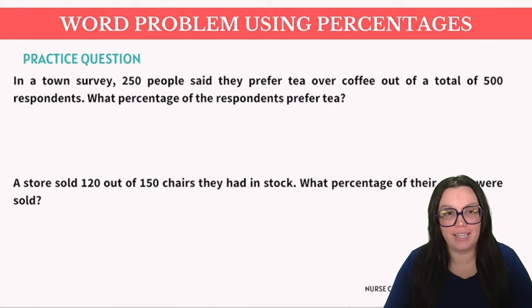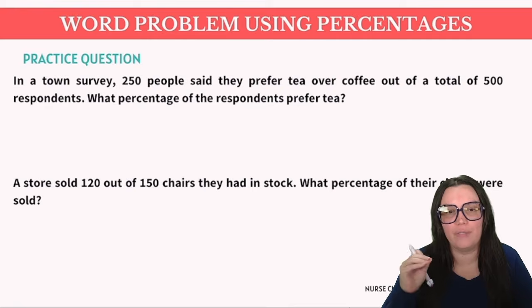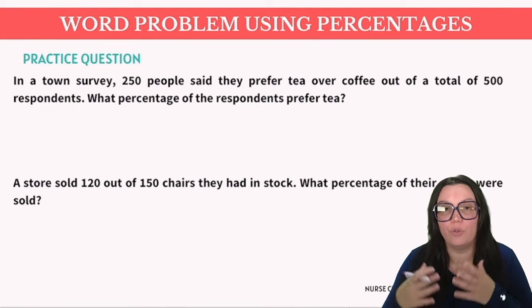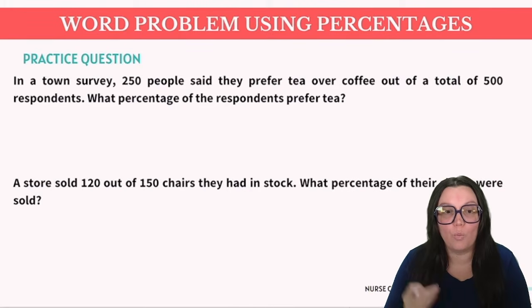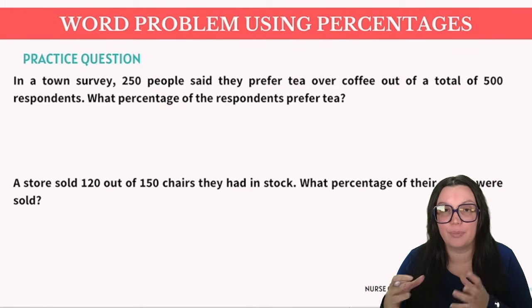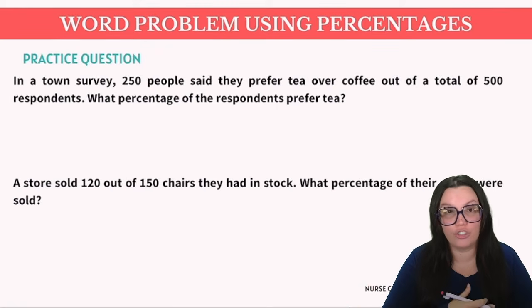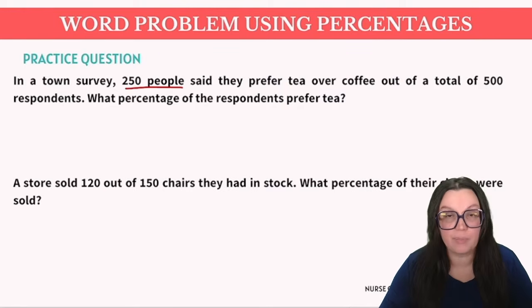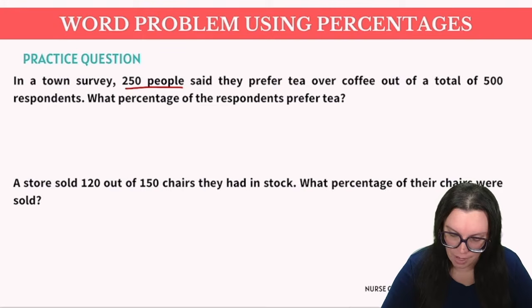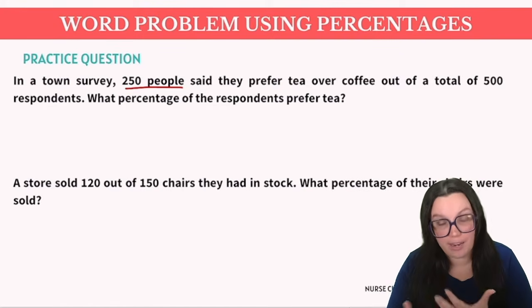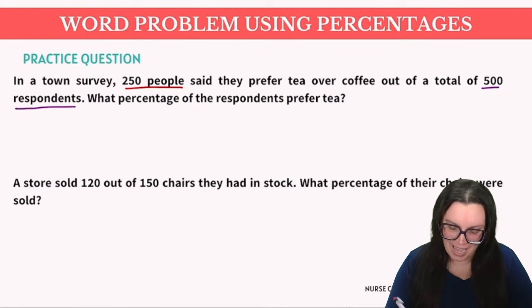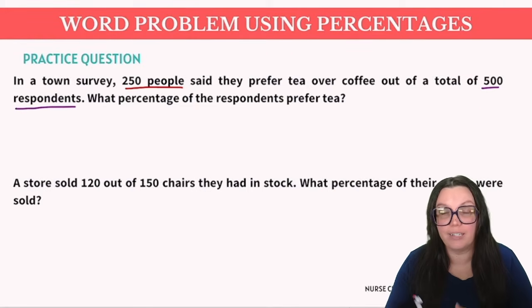Let's take a look at some longer word problems when it comes to percentages. So our first problem is, in a town survey, 250 people said they prefer tea over coffee out of the total 500 respondents. What percentage of the respondents prefer tea? So again, we're just going to work this out working left to right. So we know that our is our 250 people. Those are the people that prefer tea over coffee. Our of is the total amount of people that were surveyed, right? So that's 500 respondents.